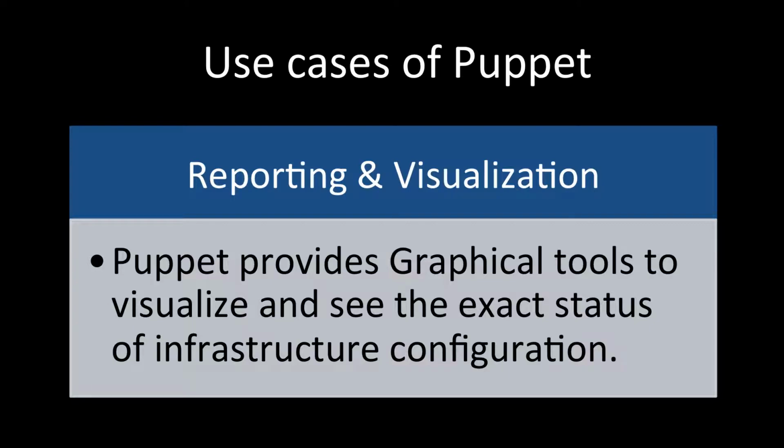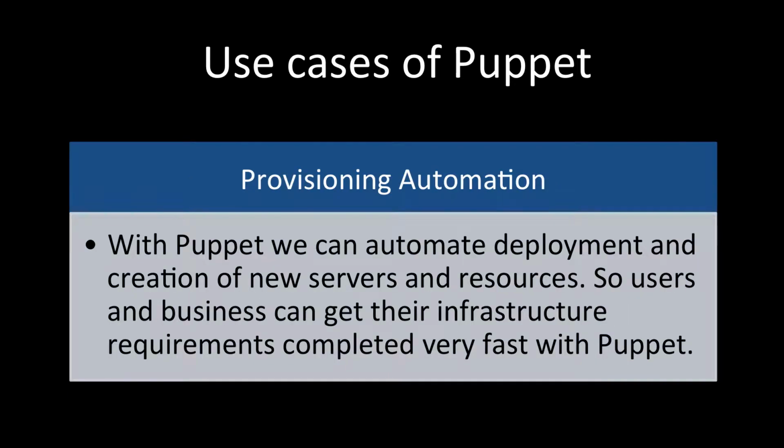Then we have reporting and visualization. Puppet provides graphical tools by which we can visualize and see the exact status of our infrastructure configuration, such as how many nodes are up, how many are down, and how many are still coming up. All those things can be visualized using Puppet. It's very helpful, because when you see the visual version, you can easily identify problems and bottlenecks. So that is also a good use case of Puppet.